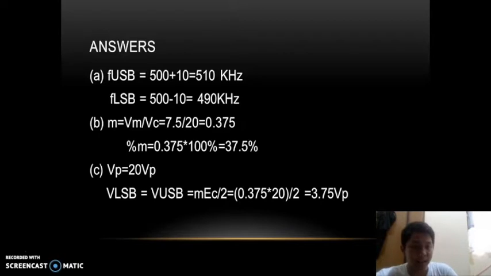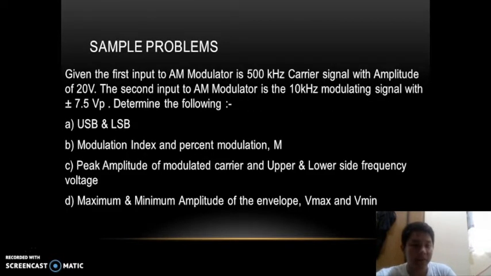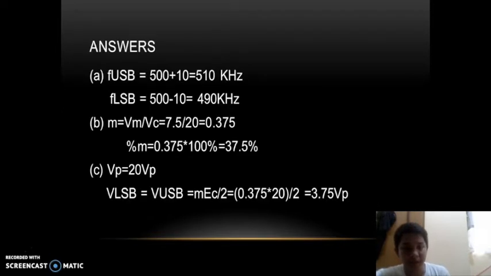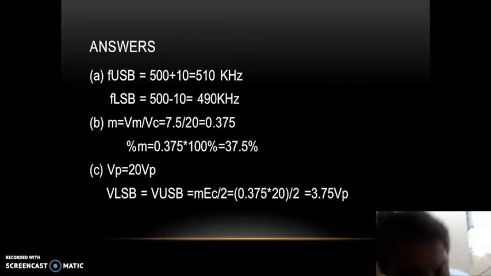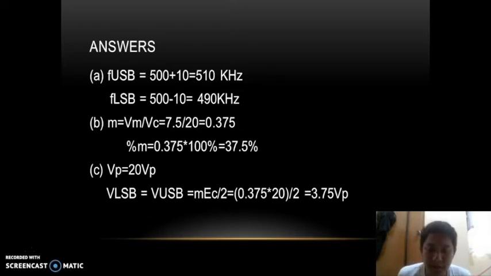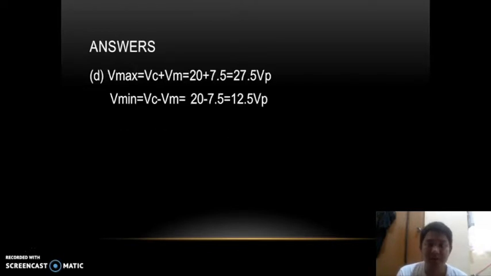Lastly, we have the peak amplitude of the modulated carrier. It is given right away. It is 20 volts. While the upper and lower side frequency voltage is equivalent to the modulation index times the peak voltage of the carrier over 2, or it is also equal to the peak voltage of the modulating signal over 2.